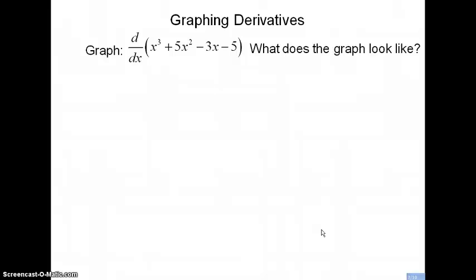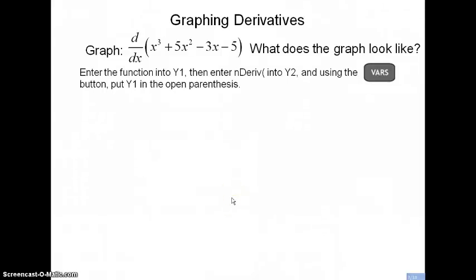Now, your calculator will as well graph derivatives without you actually having to analytically find the derivative function and enter it into your calculator. You can tell your calculator what the original function was. For instance, here we want to find the graph of the derivative of x cubed plus 5x squared minus 3x minus 5. But we don't necessarily have to analytically find the derivative of that and then enter it into y1.